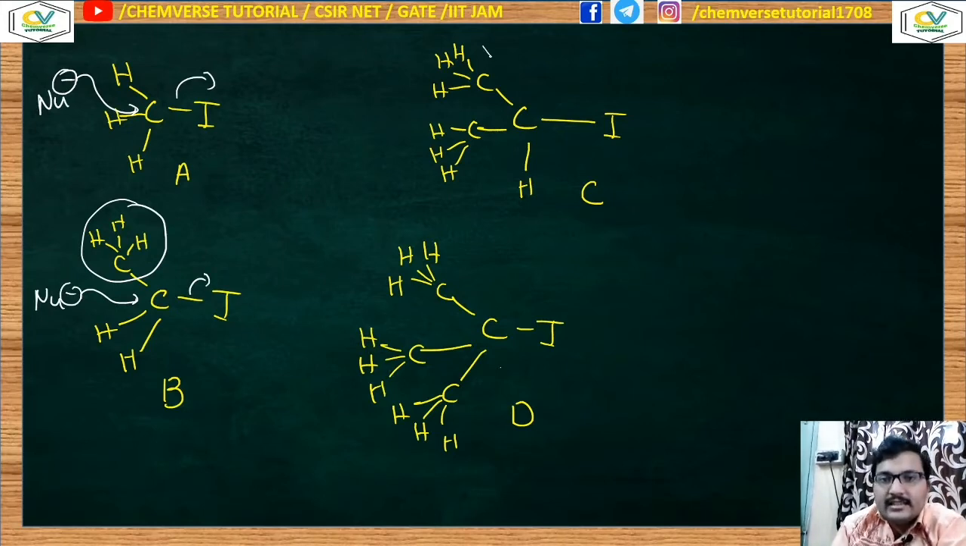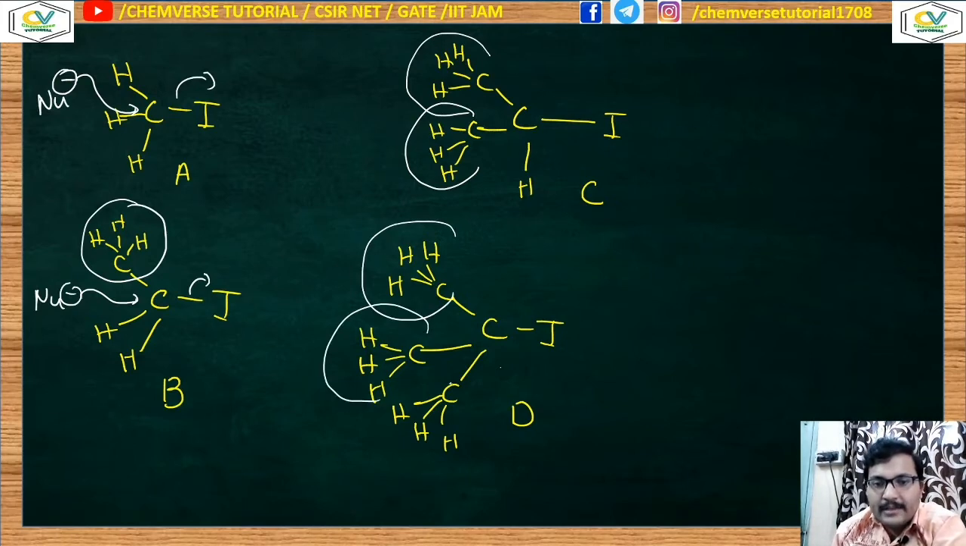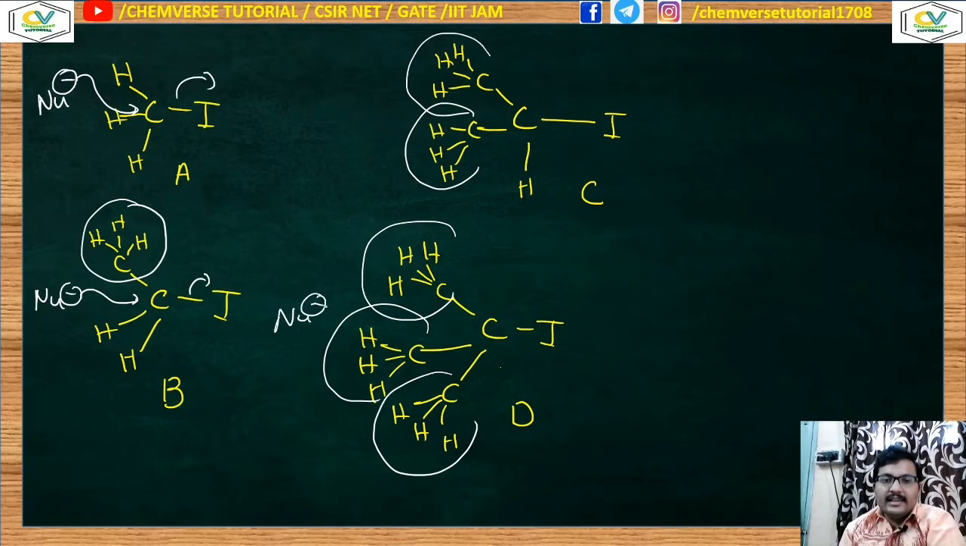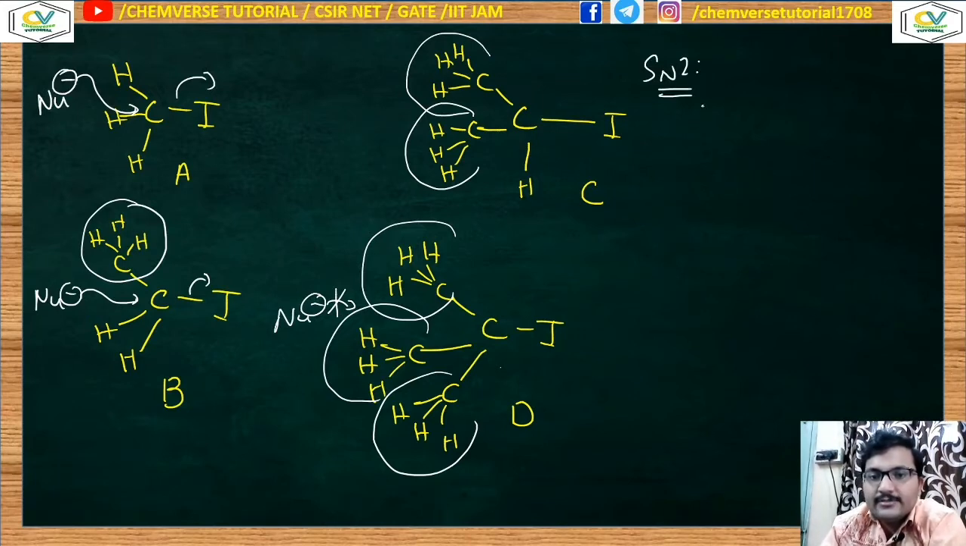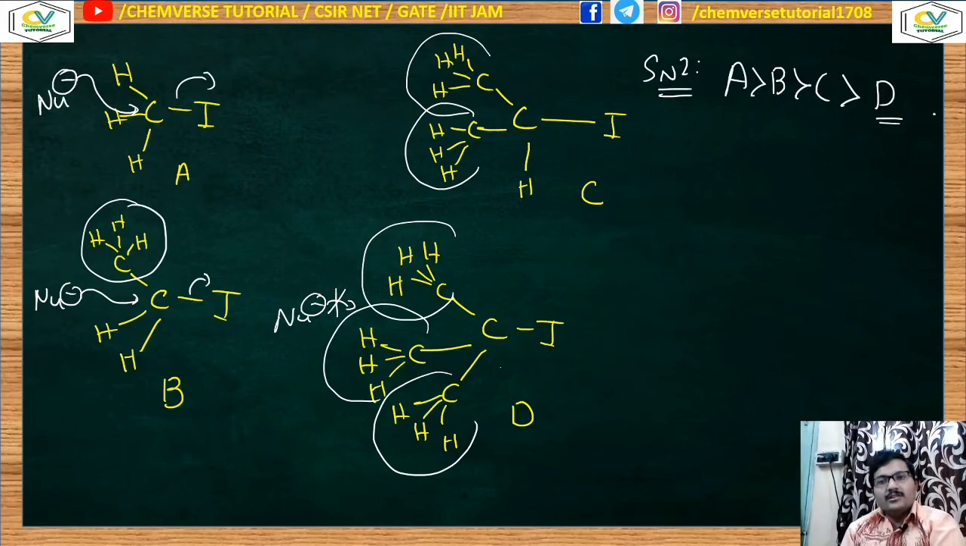But as we increase the number of these methyl groups, they will practically shield the backside. For D, the nucleophile will get in fact no room for the backside attack. So for this case, it's evident that SN2 reactivity is highest for A, then B, then C and D. For D, practically no SN2 occurs.